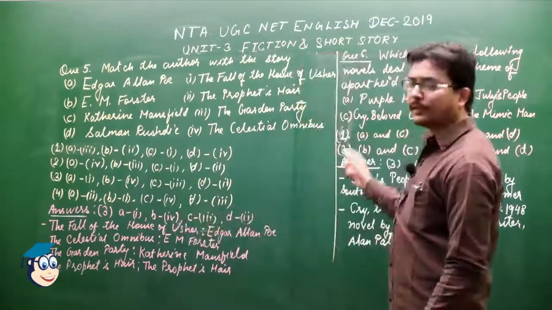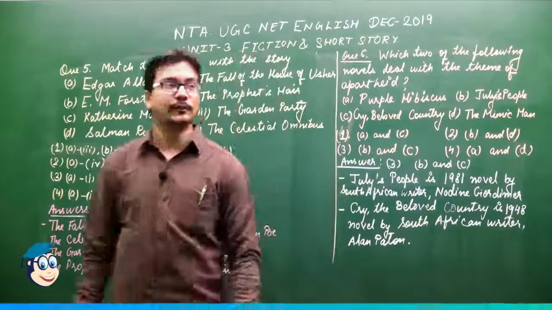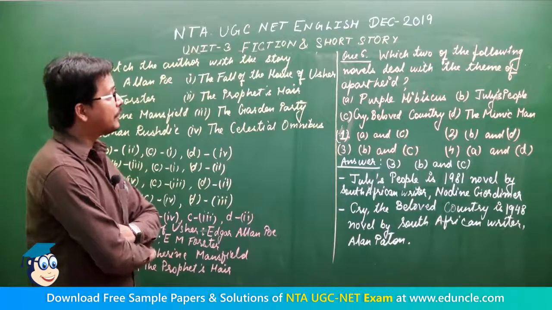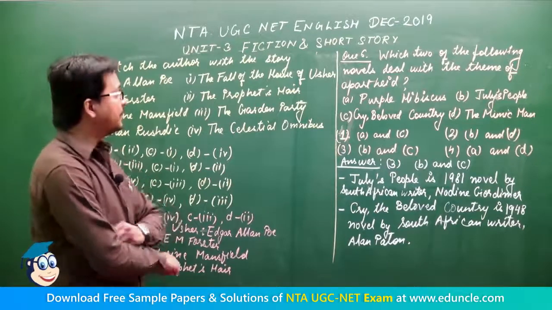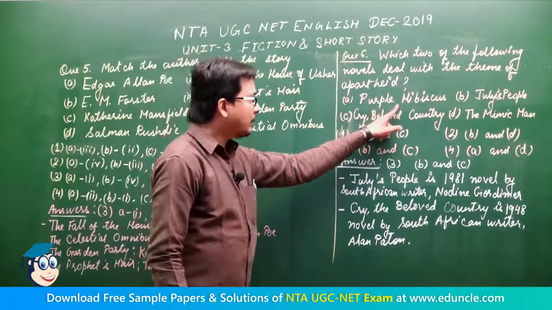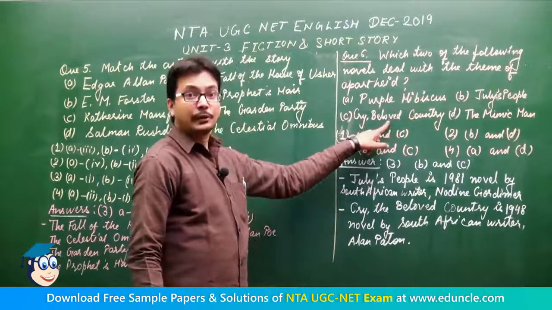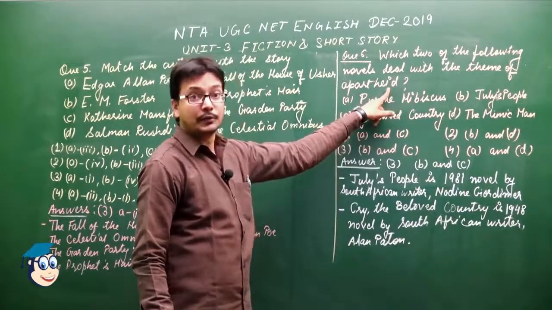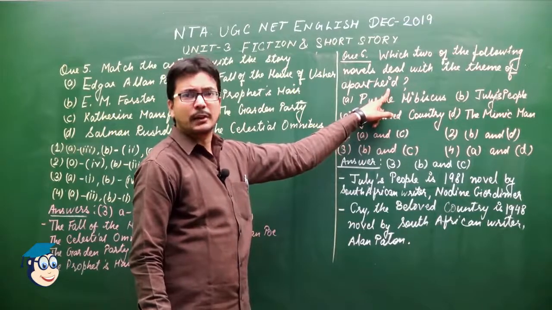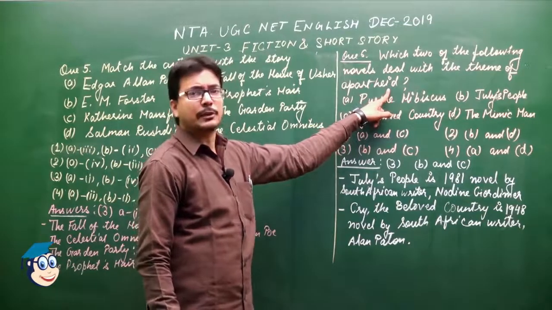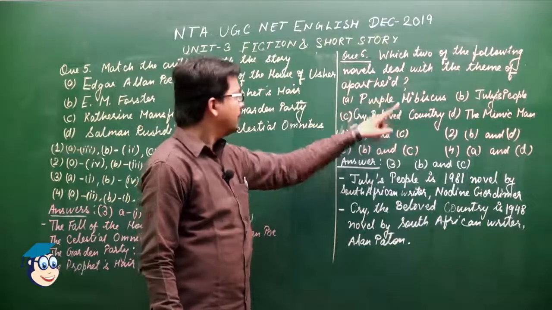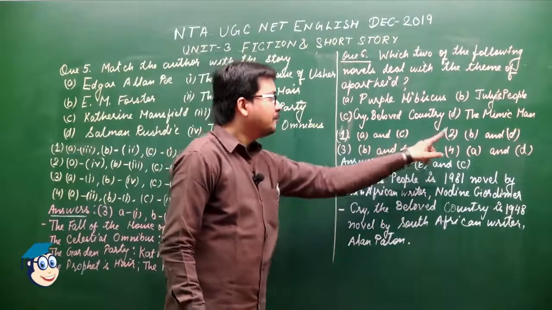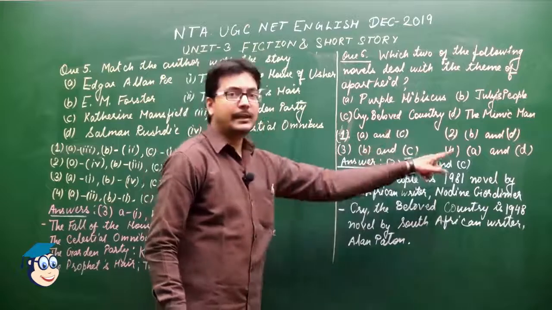Let us talk about the next question. It is question number 6. In question number 6, we find which two of the following novels deal with the theme of apartheid. The 4 options: Purple Hibiscus, July's People, Cry, the Beloved Country, The Mimic Men. If you know about the apartheid system, it was a brutal and unjust system conducted by the European government in Africa. The options given here are A and C, B and D, B and C, and A and D.